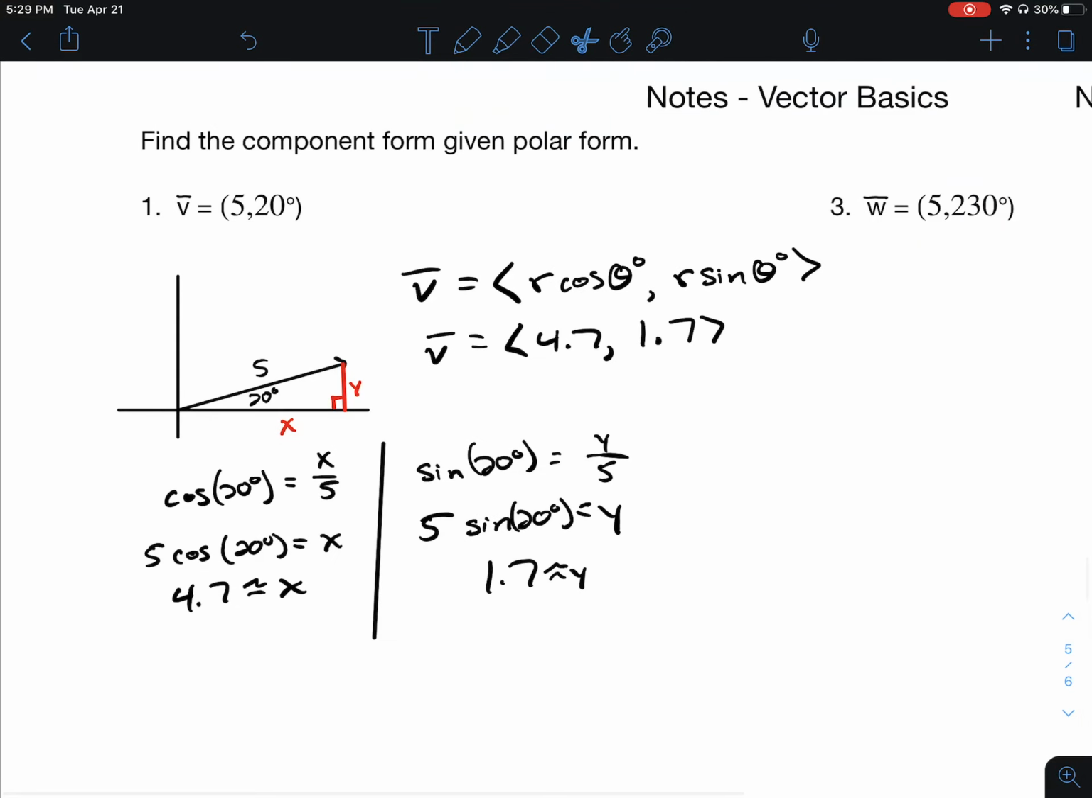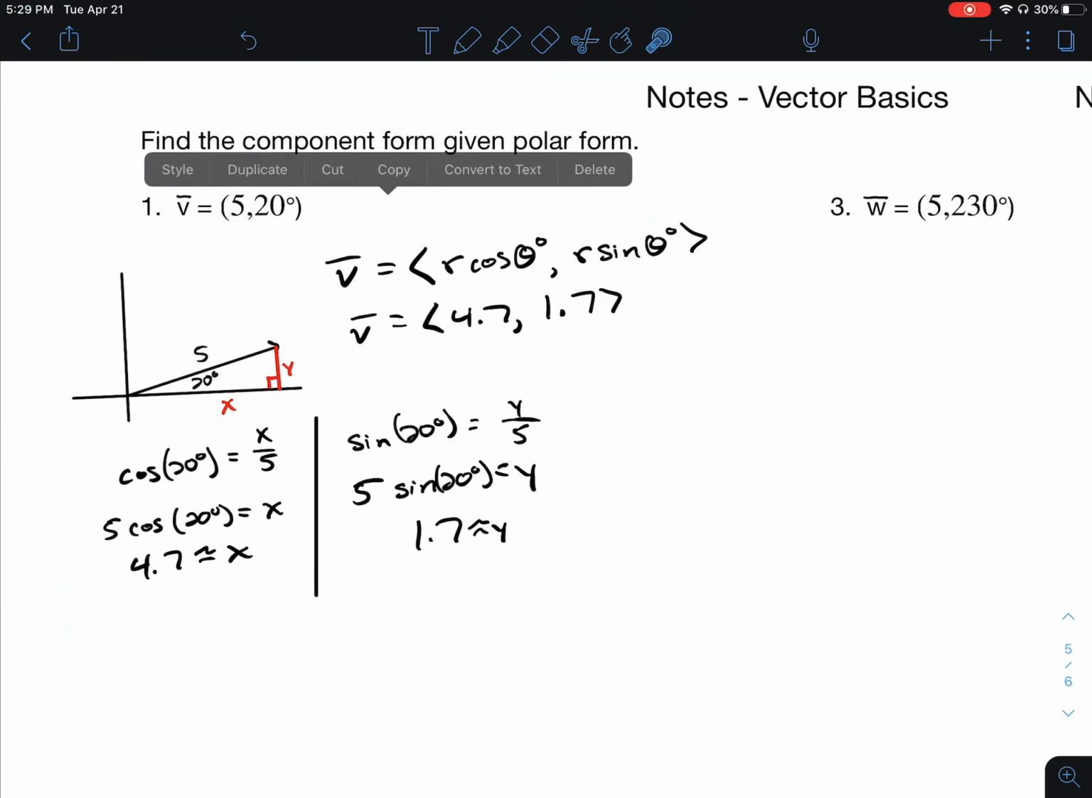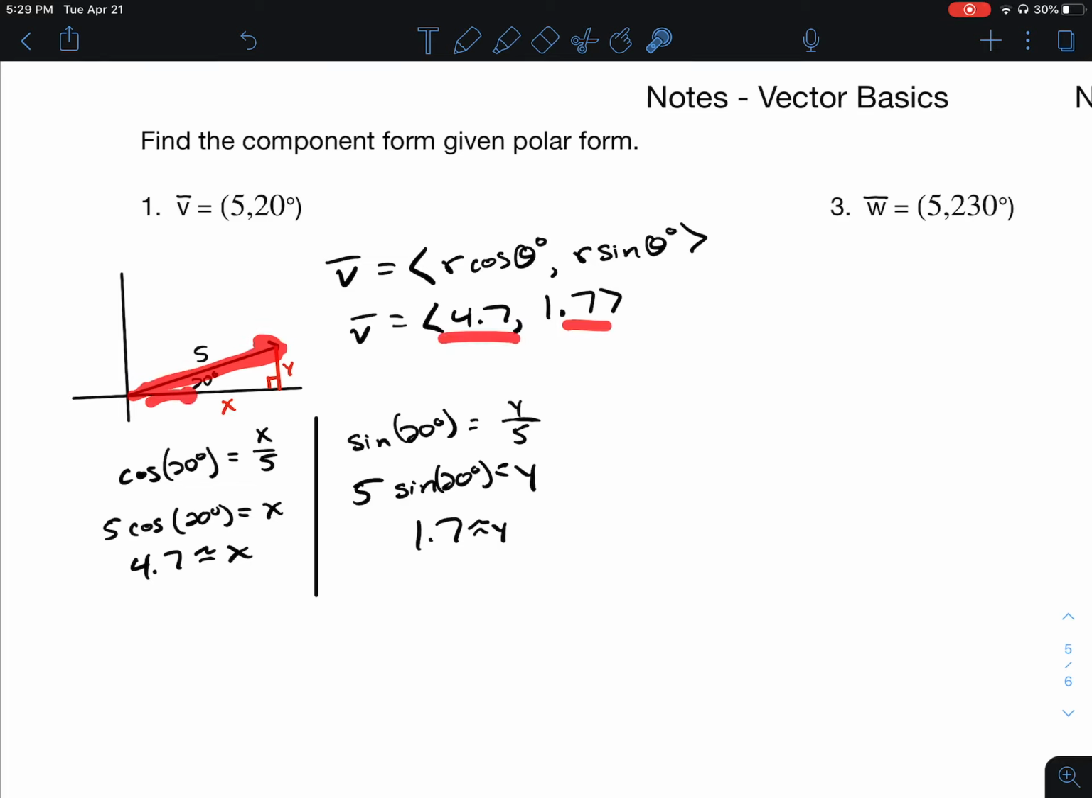So to sum up, if you're given a vector with a direction of 20 degrees and a magnitude of 5, which would be here, you could find that same location by using the x and y components, which is right 4.7 and up 1.7. Also, to sum up, to find a vector in component form, given its magnitude and its direction, you take r times cosine of theta for the x value and r sine of theta for the y value.